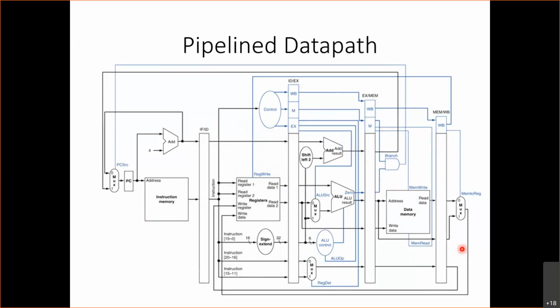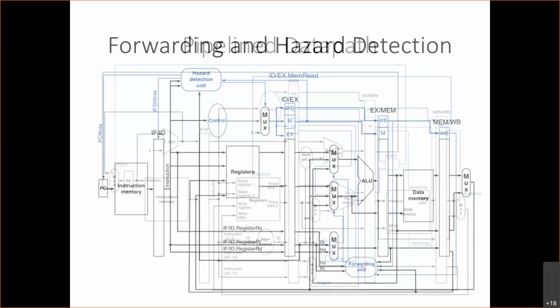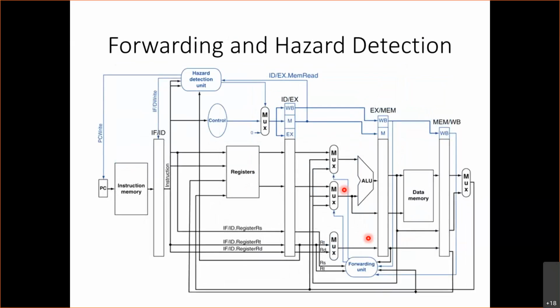But we also saw how pipelining results in a whole bunch of hazards that we need to be able to deal with: how to enhance our pipeline with a forwarding unit that forwards data to deal with data hazards, and also a hazard detection unit that stalls the pipeline in case we have a hazard that we cannot avoid by forwarding. So this was what we covered last time in processor organization.